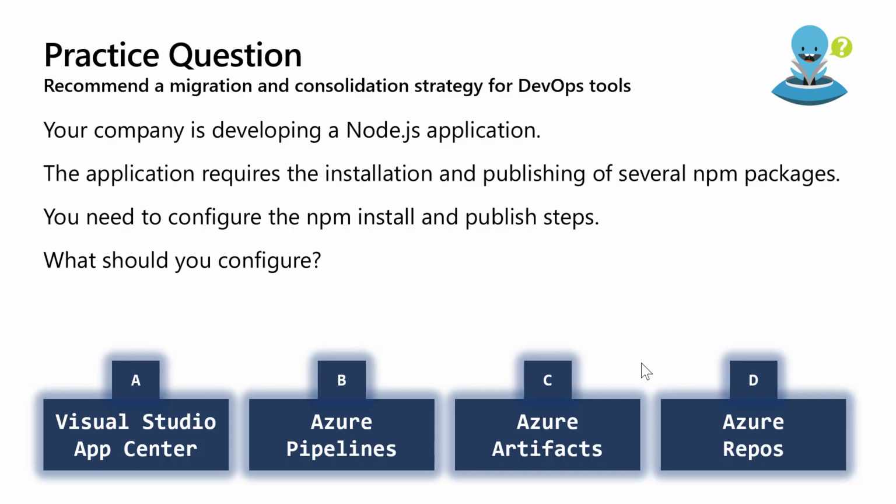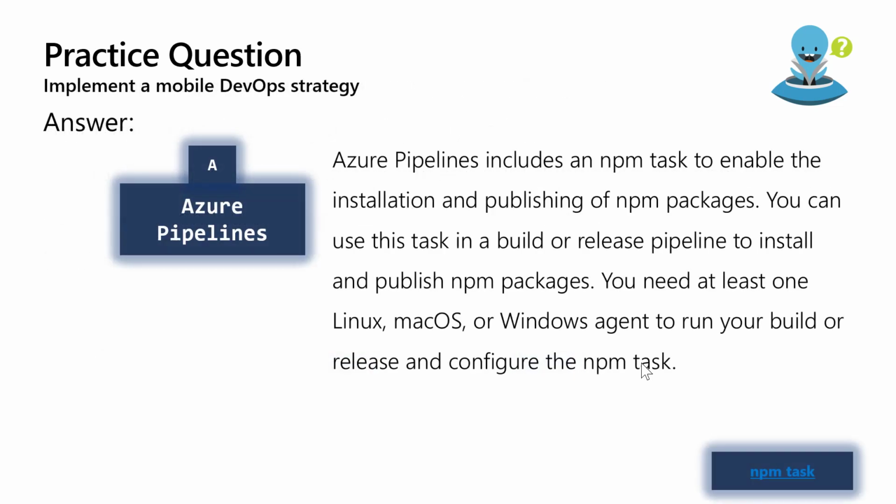On line 3, it says you need to configure NPM install and publish steps. Is that something you would do out of Visual Studio App Center? Would you use Azure Pipelines? Would you use Azure Artifacts? Or would you use Azure Repos? The correct answer here is Azure Pipelines. Why Azure Pipelines? Because that's the instrument within Azure DevOps allowing you to run an NPM task, which enables installation and publishing of the package itself.